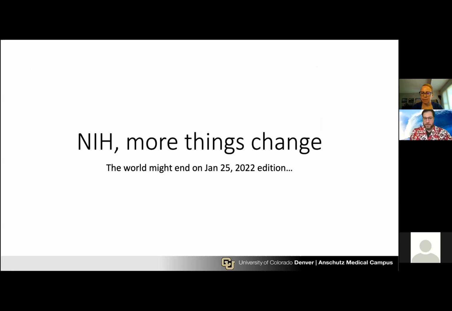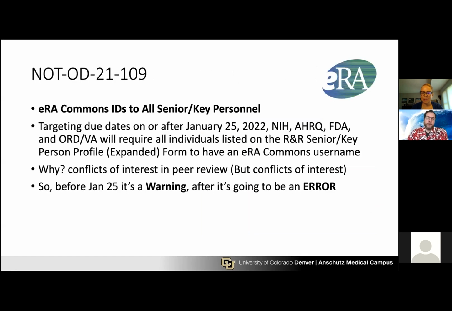Okay, so let's talk about the world ending on January 25th. So things are changing, and EraCommons IDs are going to be required after January 25th, 2020. Currently, whenever we go to submit a proposal, or whenever you go in and do the validation step in EraCommons, you will see a warning. And after January 25th, that is going to change over to be an error. That is the status as of right now.